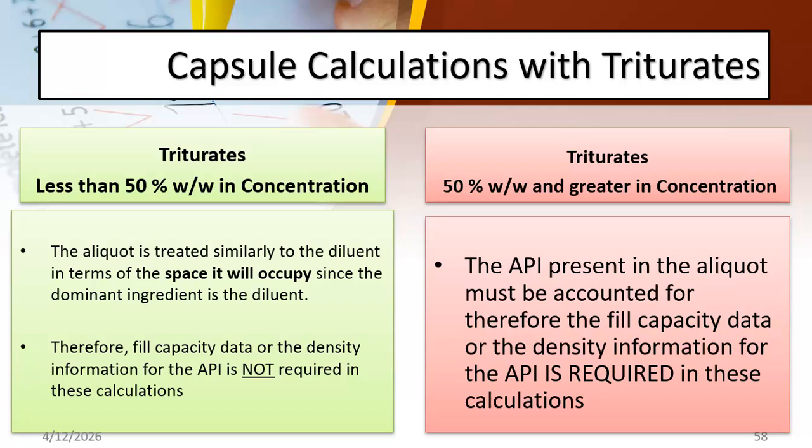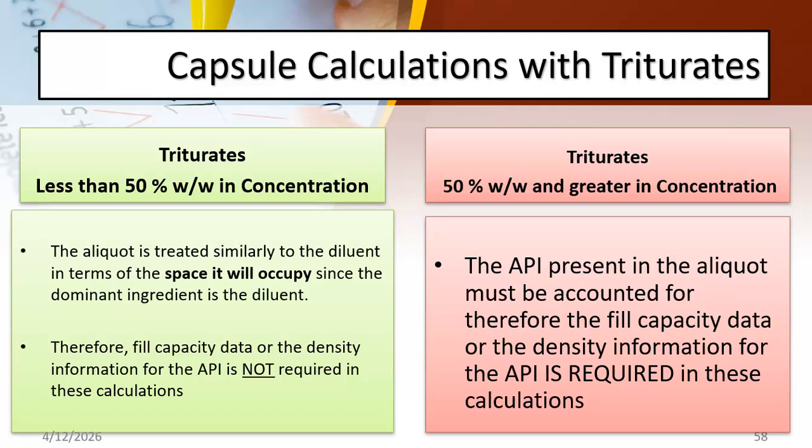So don't overthink it. Whenever you're doing calculations for capsules with triturate that are less than 50% in weight and concentration, the fill capacity or the density of the active ingredient is not necessary because the dominant ingredient is the diluent. And so for calculating the diluent needed to make our capsules, you don't need fill capacity data for the active ingredient at all.